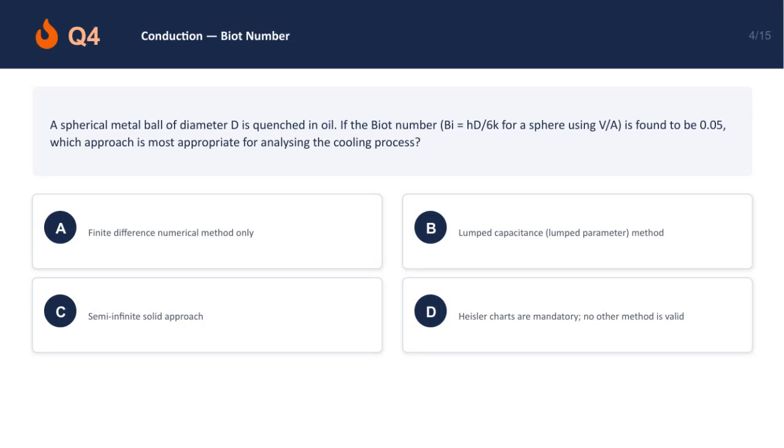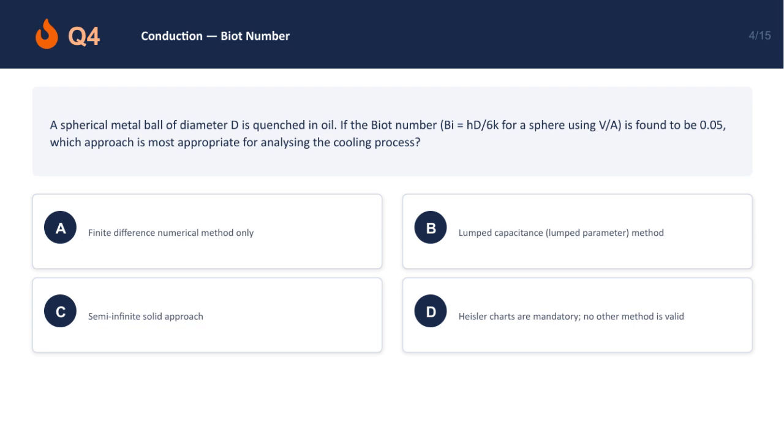Here we have a question about conduction and the Biot number. A spherical metal ball with diameter d is quenched in oil, and the Biot number, calculated as hD over 6k for a sphere, is given as 0.05. The question is asking which method is most appropriate for analyzing the cooling process.